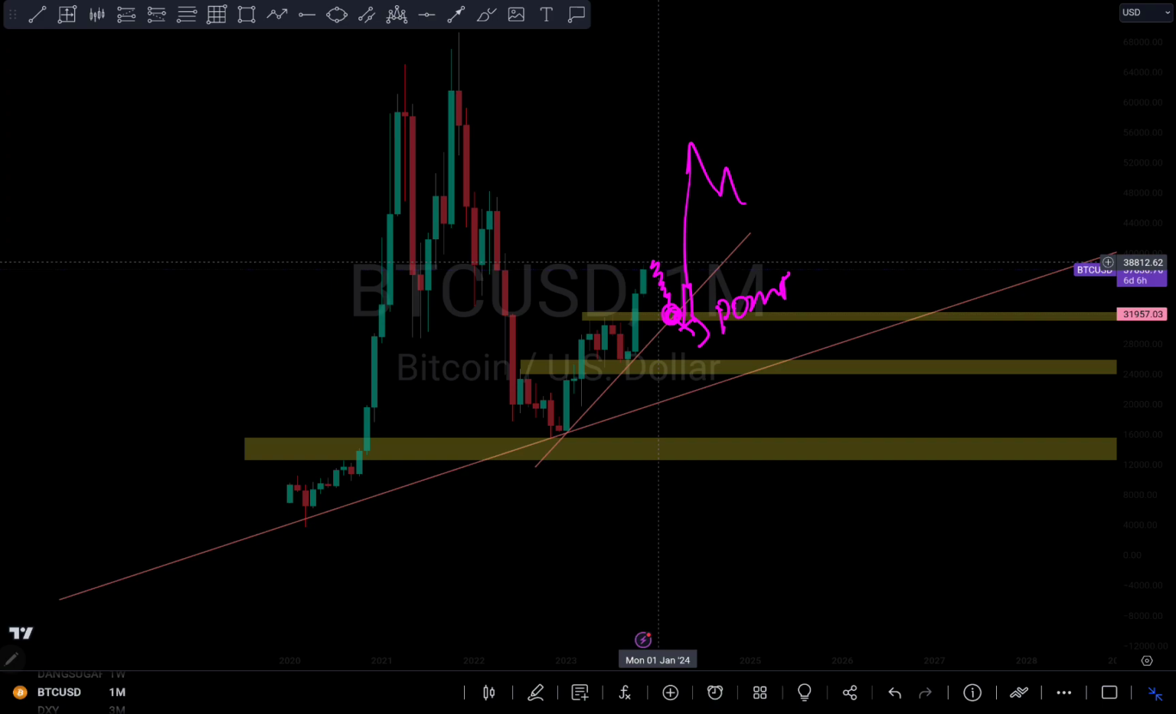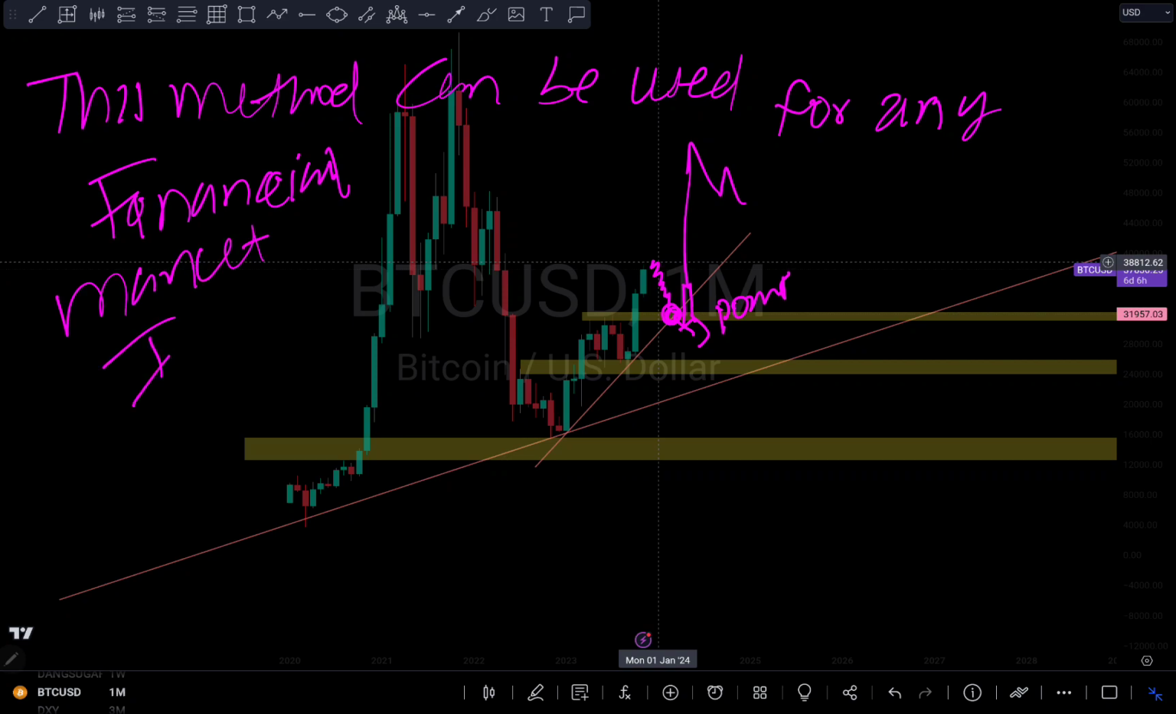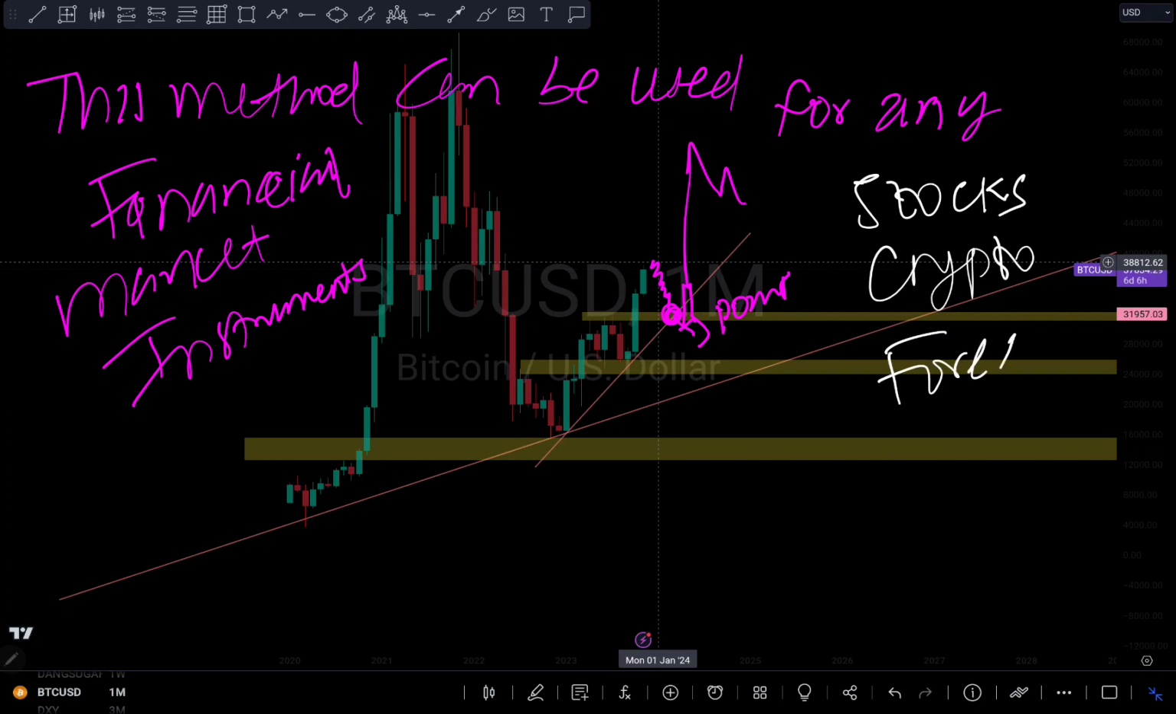I said it before, it doesn't have to be crypto. This method can be used for any financial market instrument. The majority of what people know about is stocks. So it can be used for stocks, crypto, forex, anything that you can chart on, you can always use it for.